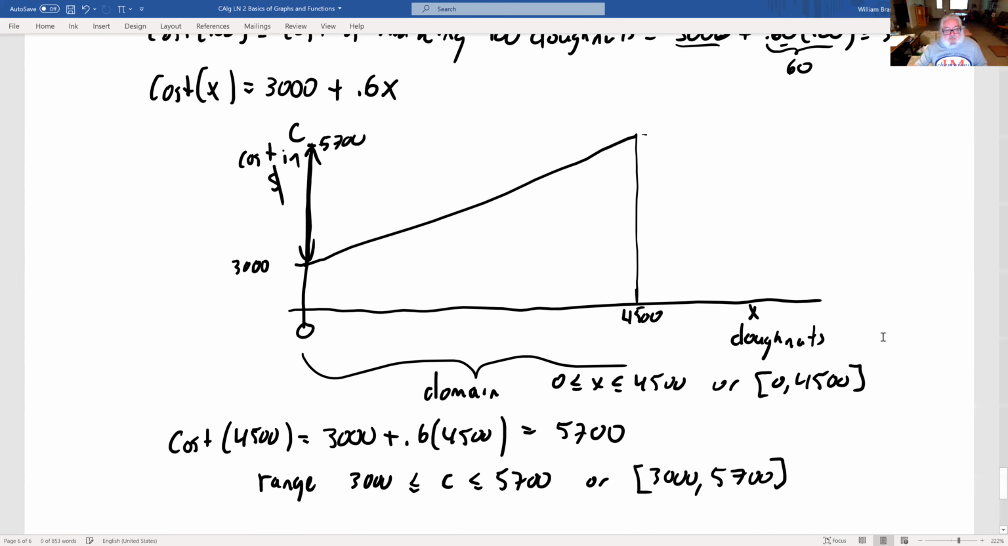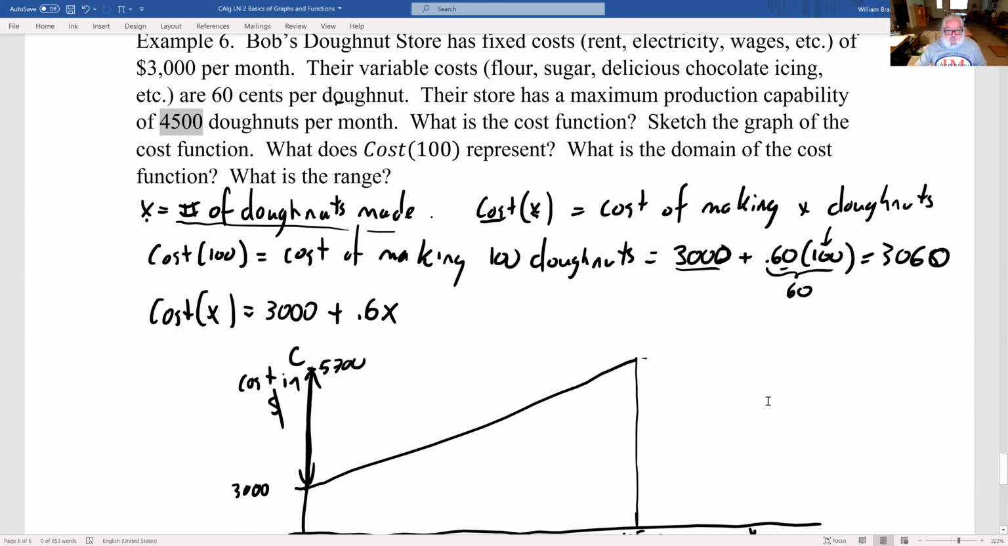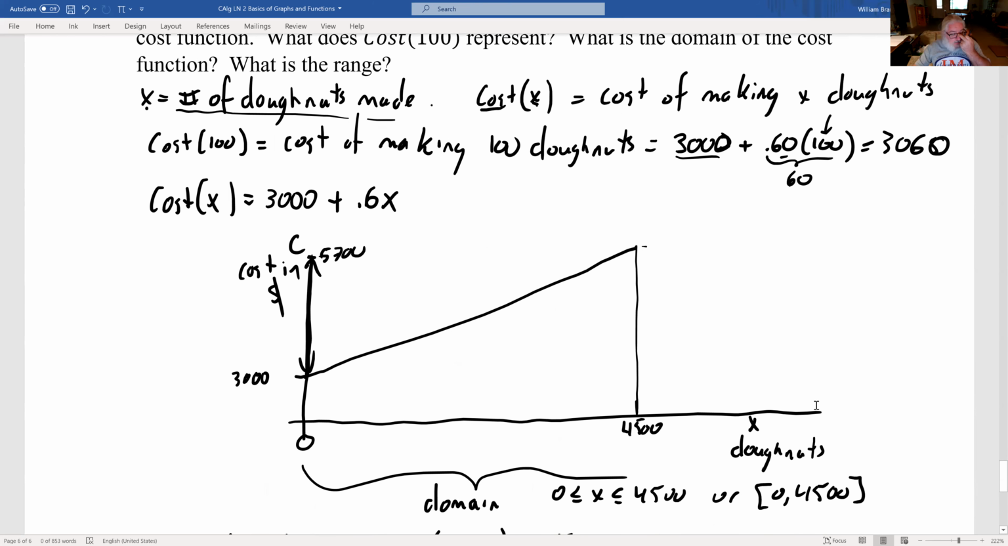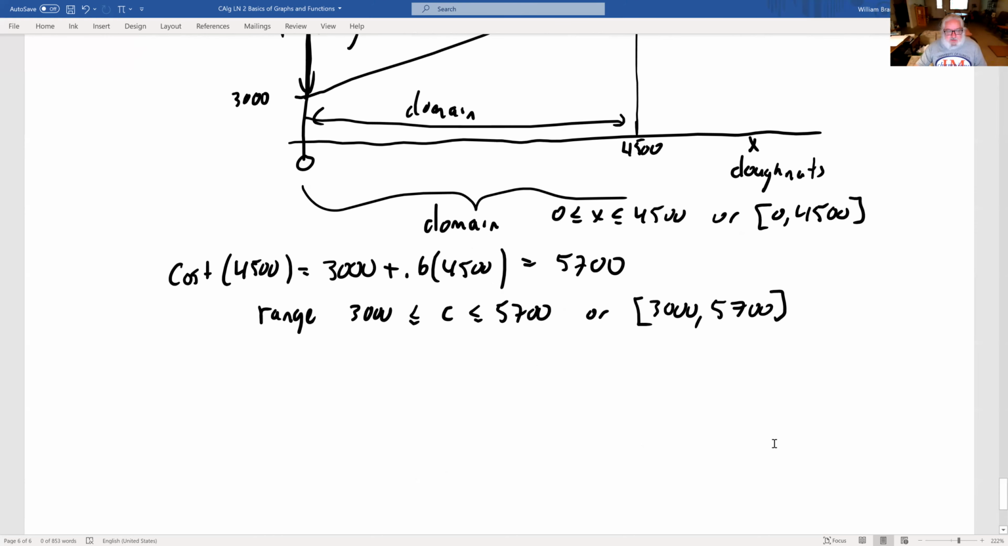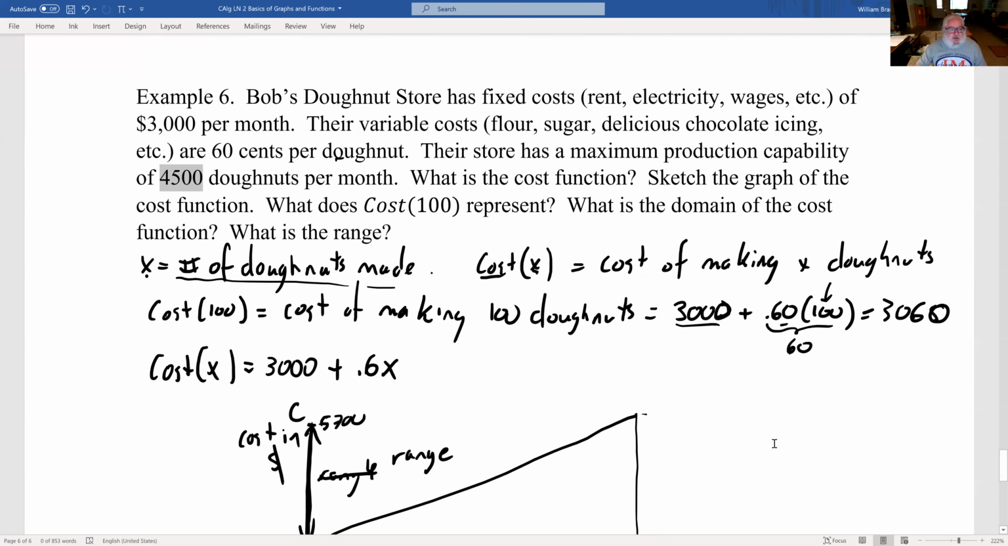And we could get a little bit picky about exactly what the domain is, because they can't make 3/5 of a donut. But often in applications like this, we will not restrict ourselves to just integer values, because it makes the math a little bit easier. So domain is this way. Range is vertical. Okay, and that's fixed costs and variable costs. And we will run into Bob's store again.